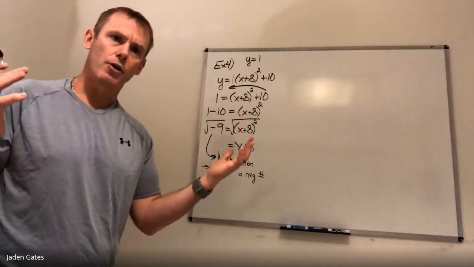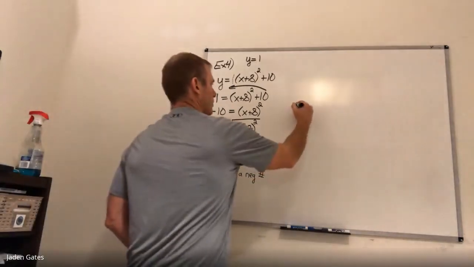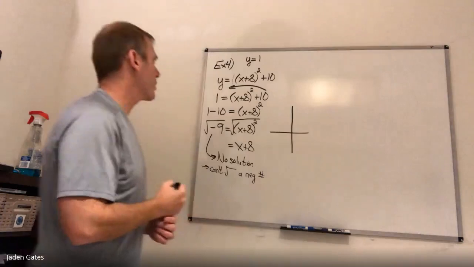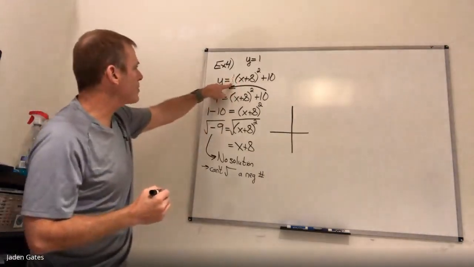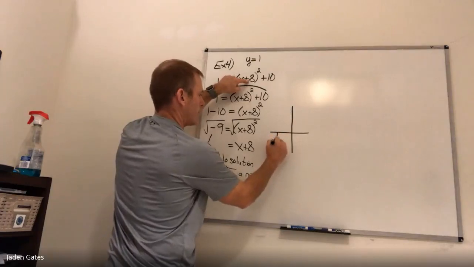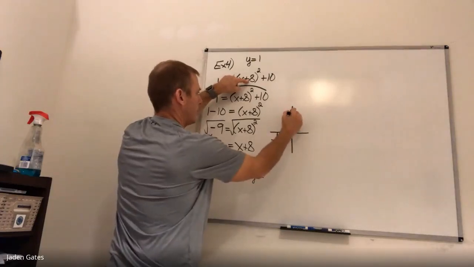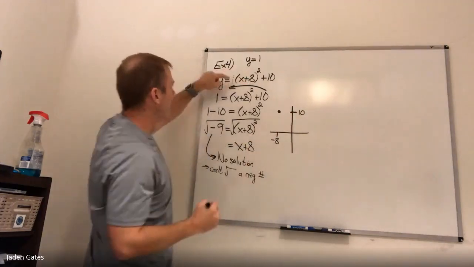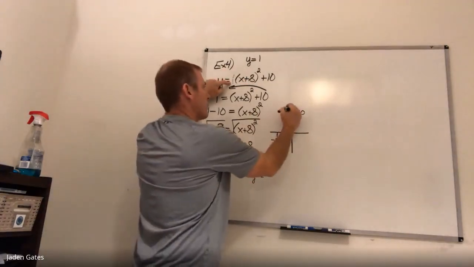So what does that look like on a graph? Again, I sketch my graph. And as I said, this thing opens up. It's shifted left 8, so minus 8, up 10. So I'm going to say that's 10 right there. So there's my vertex. Again, the a value is positive, so this thing goes up.